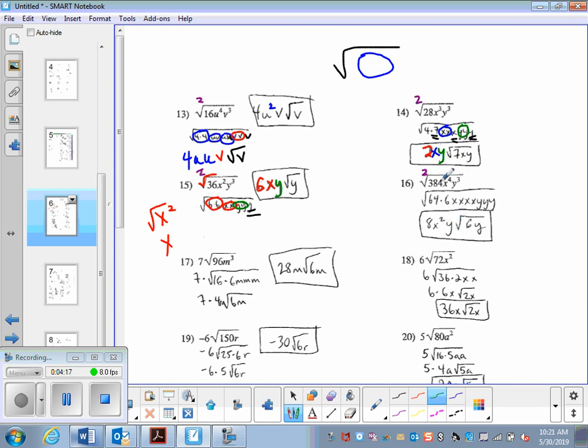Your backup plan to circle away the pairs works. Here's a pair of x's. Here's a pair of x's. So it took out 2 pairs of x's. And then with the y's, I'm taking out a pair of y's. It's out here. And then 1 y is left on the inside.